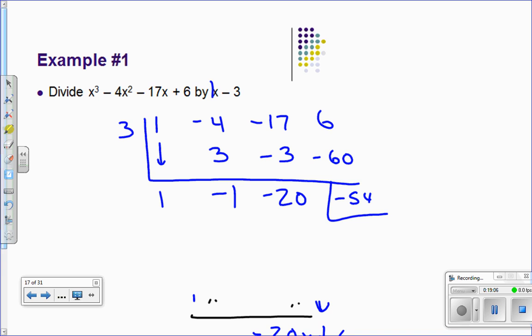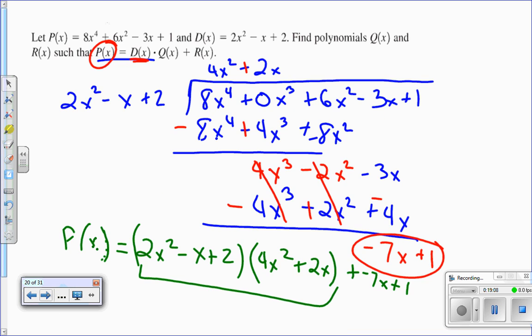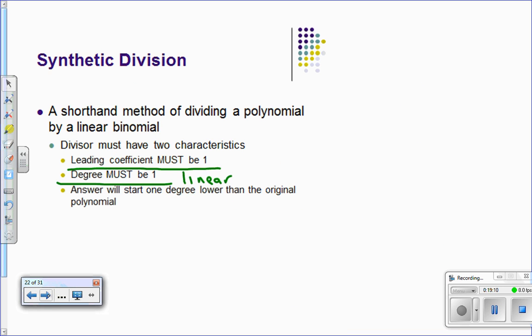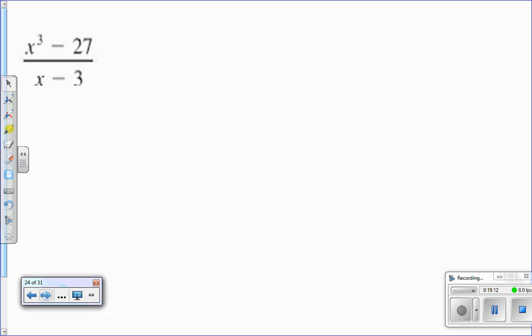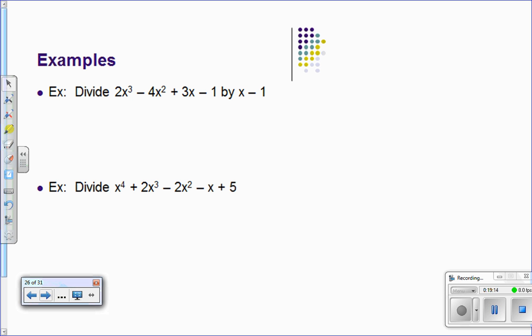Let's look at another one. Maybe it'd be a good time for you to try this one. Try this example in your notes, and then we'll show you the answer. Just go ahead and try it now. Maybe we can pause the video.